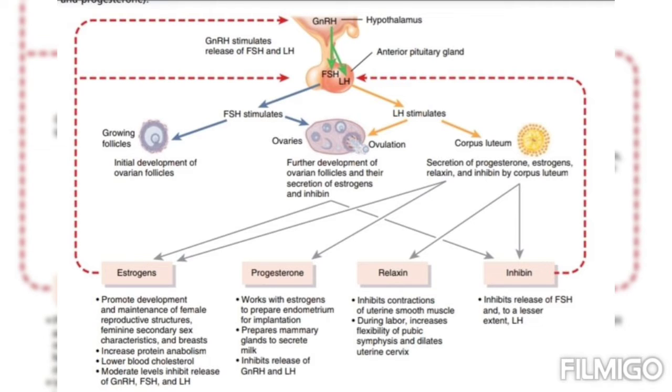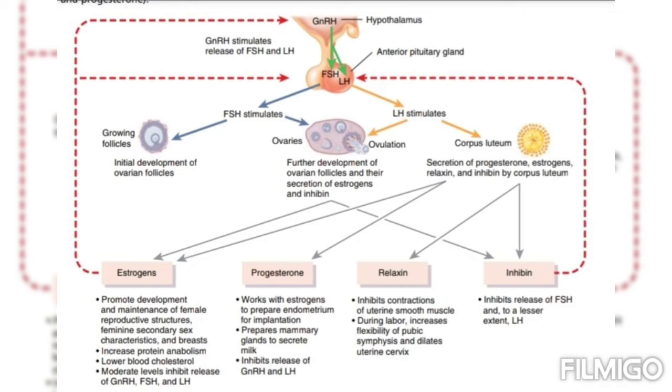During pregnancy, the placenta produces much more relaxin, which continues to relax the uterine smooth muscle. At the end of pregnancy, relaxin will also increase the flexibility of the pubic symphysis and may help in dilating the uterine cervix, both of which ease delivery of the baby.